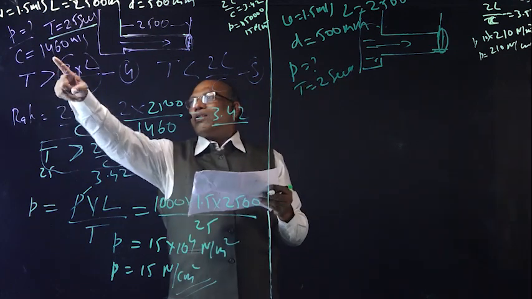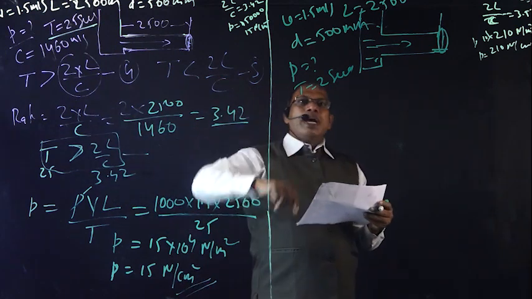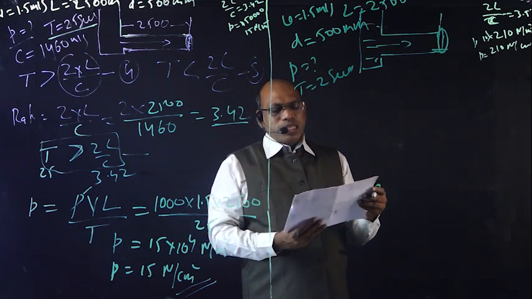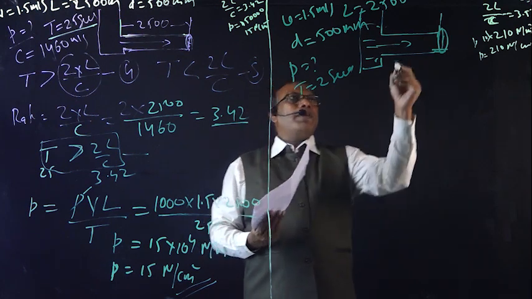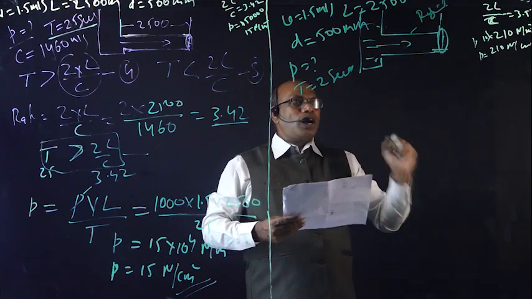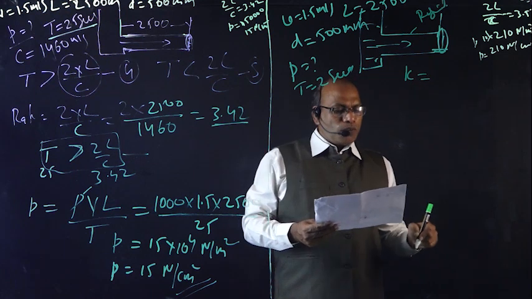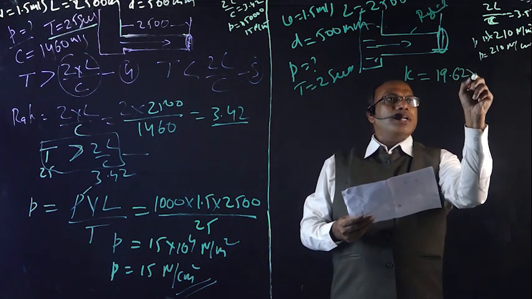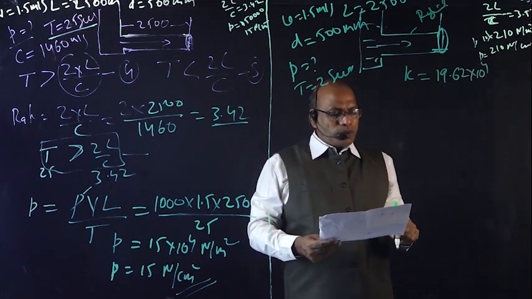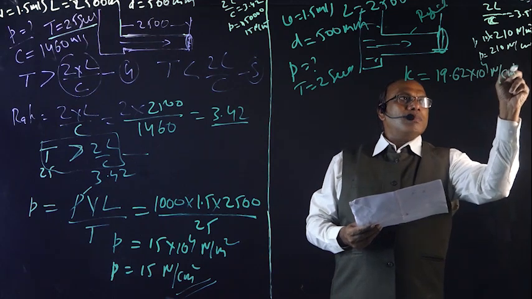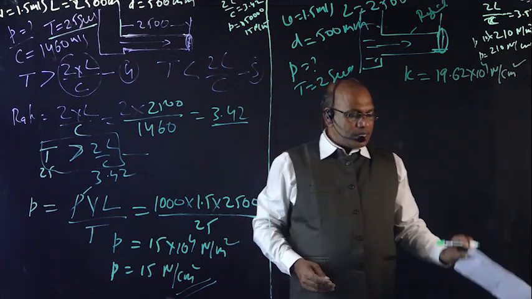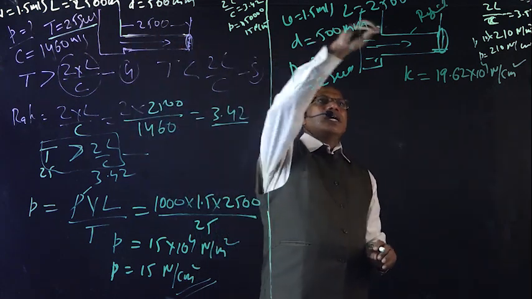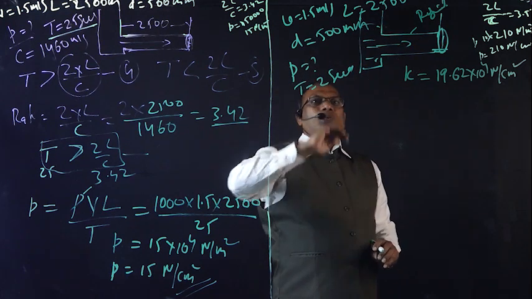Earlier problem they have given T is equal to 25 seconds. So here, close the valve at a time that is only within 2 seconds. Assume the pipe to be rigid. And take bulk modulus of water, K value given. Bulk modulus of water, K is equal to 19.62 into 10 power 4 into 10 power 4 Newton per cm square. K value given. Here also, as in the earlier problem, we are going to determine the pressure raised in this case if the valve is closed at 2 seconds.